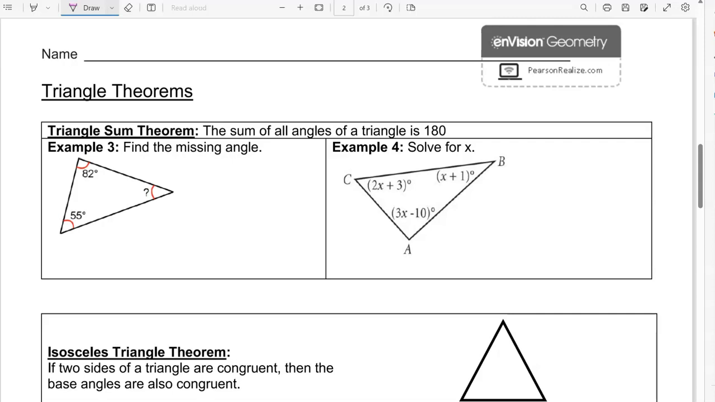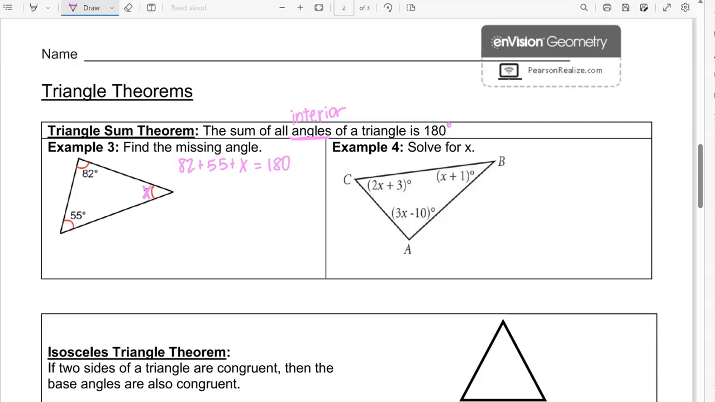Our first triangle theorem is that the sum of all interior angles of a triangle is 180 degrees. So in this example 3, it says find the missing angle. We've got 82 degrees, 55 degrees, and our question mark, which could be x. If you like to set up a formal equation, you can do 82 plus 55 plus x equals 180.